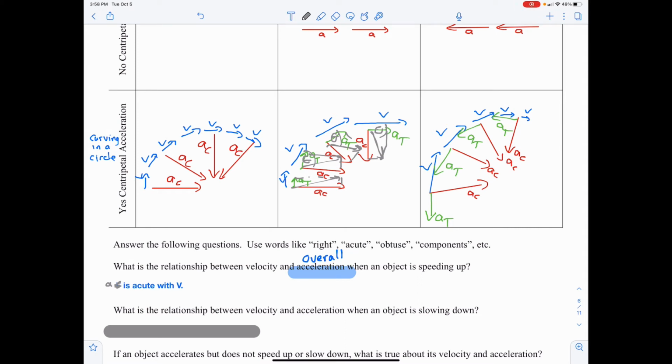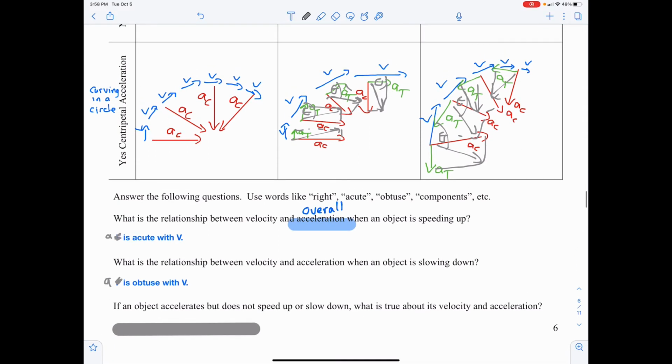What is the relationship between velocity and acceleration when an object is slowing down? Well, again, the overall acceleration is now away. And the angle between the blue velocity vector and the gray vector is now a larger obtuse angle, greater than 90 degrees. And so A is obtuse with V, okay? So when we're speeding up, the angle between acceleration and velocity will be smaller than 90, an acute angle. If it's slowing down, it'll be an obtuse angle.